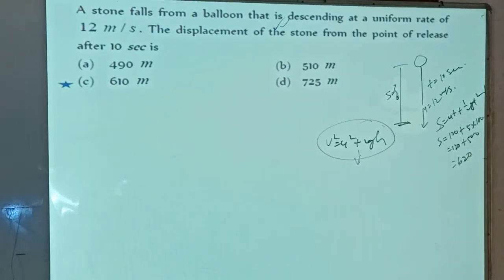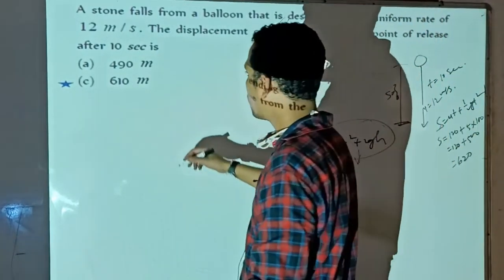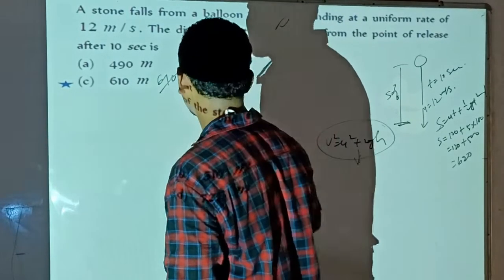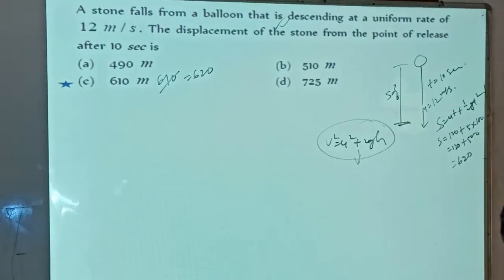Your answer should be 620, but in the options that have been given it is 610, but it is not correct. Answer should be 620 meter. So the option is wrong, your answer will be 620. Okay, next question.